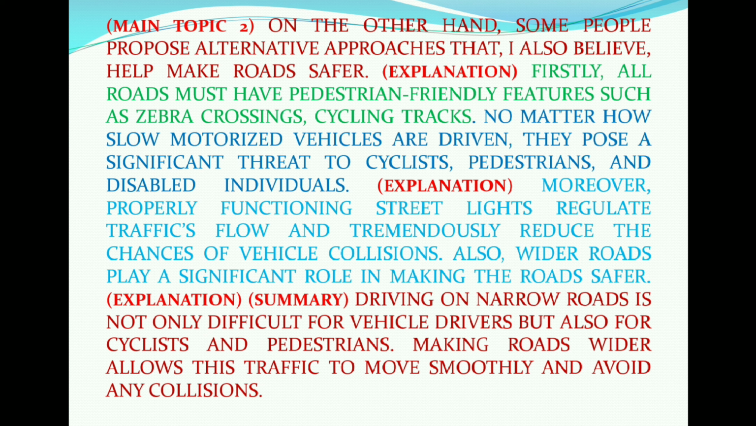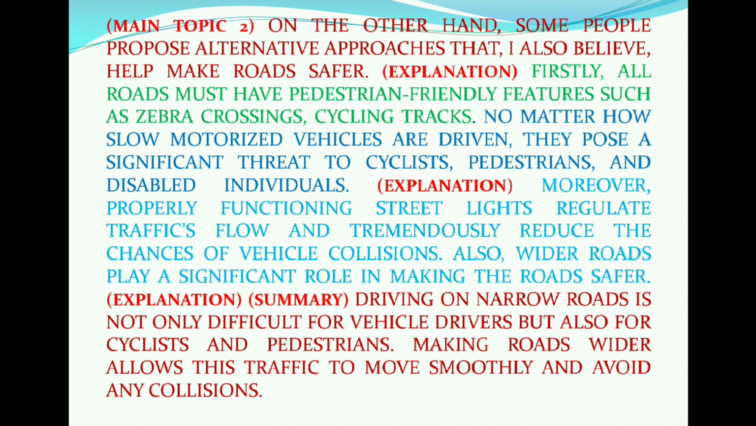Moreover, properly functioning street lights regulate traffic's flow and tremendously reduce the chances of vehicle collisions, right? As I told you, yes, of course there are street lights, but it should be properly functioning street lights, right? So we need street lights and a particular time for switching them on. So it is really important, right?